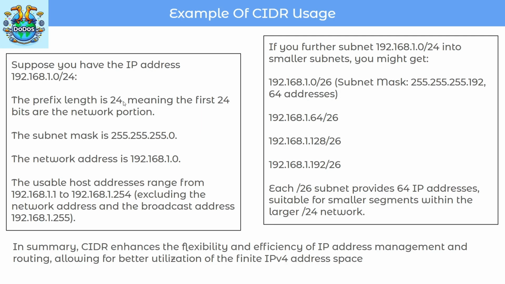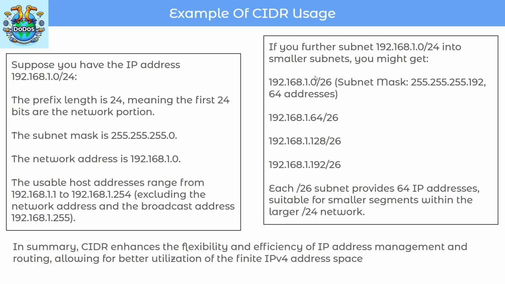The prefix length is 24, meaning that the first 24 bits are the network portion. The subnet mask is 255.255.255.0, and the network address is 192.168.1.0. The usable host addresses range from 192.168.1.1 to 192.168.1.254, excluding the network address and broadcast address, which is this.